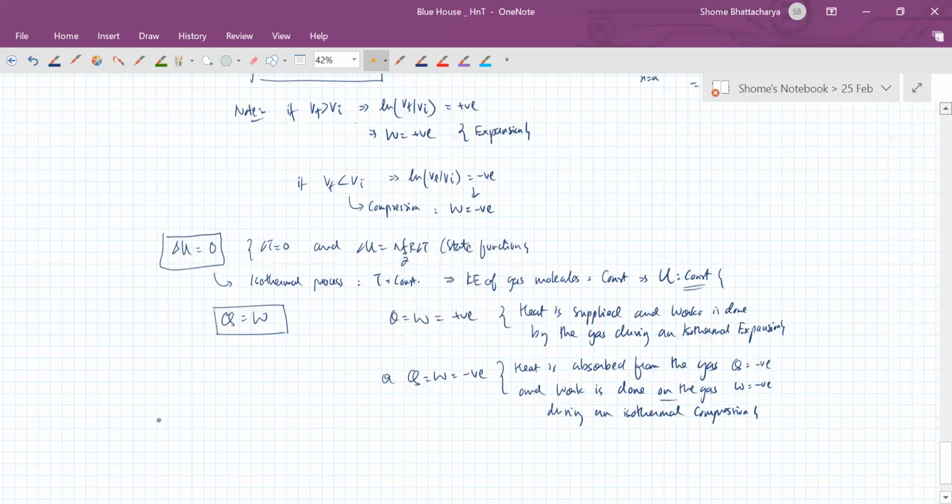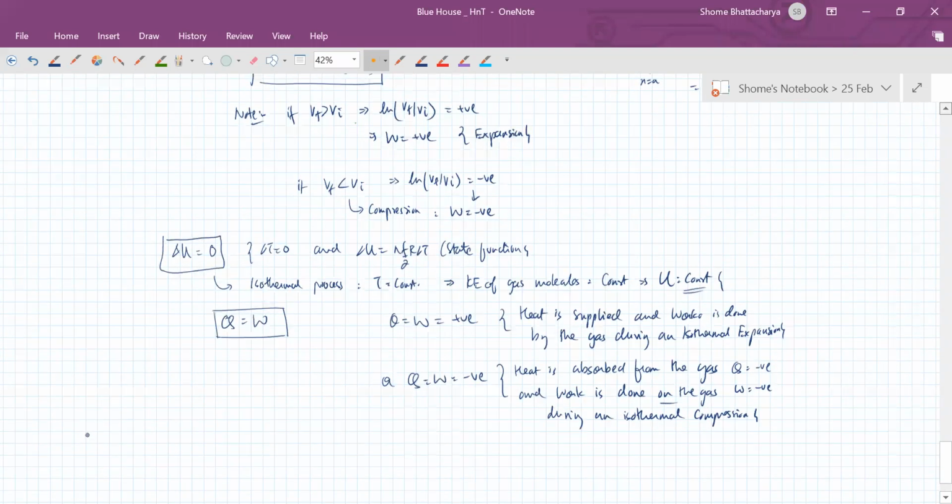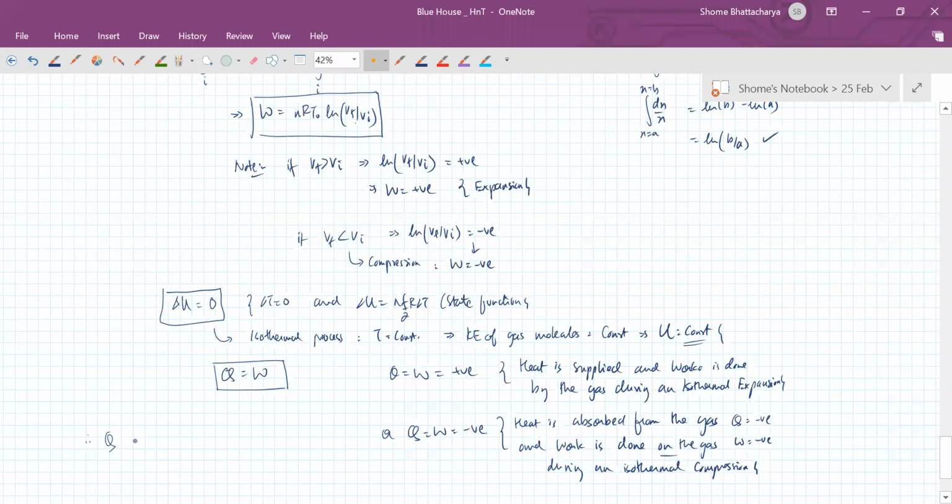Okay, so the formula for Q is equal to the same thing, nRT natural log of final upon initial, whereas delta U is 0. So these are the three terms of the first law of thermodynamics application. Just make a note of this, then we'll look at an example.